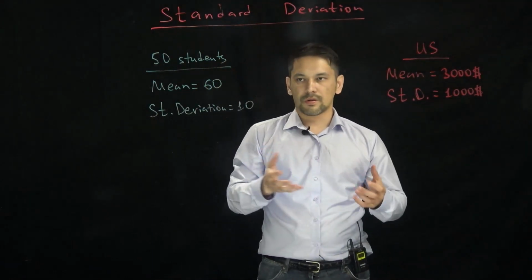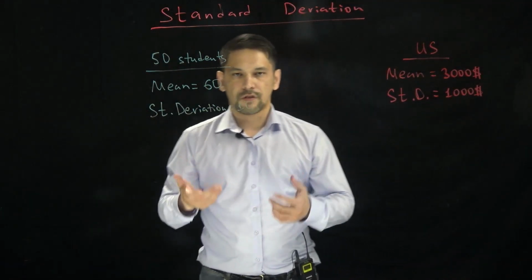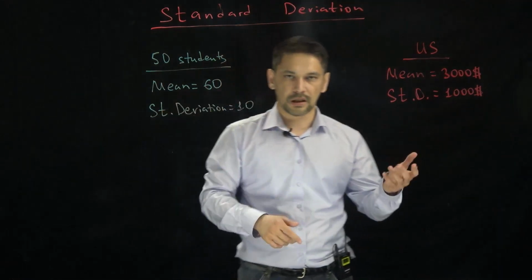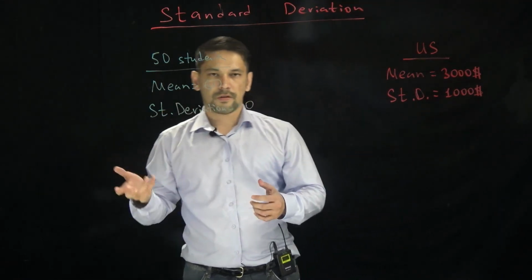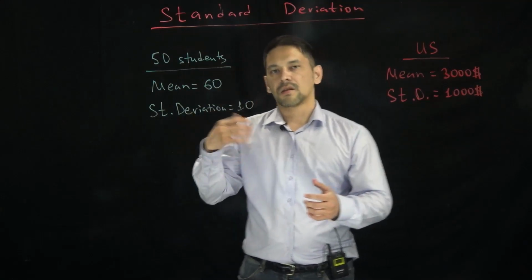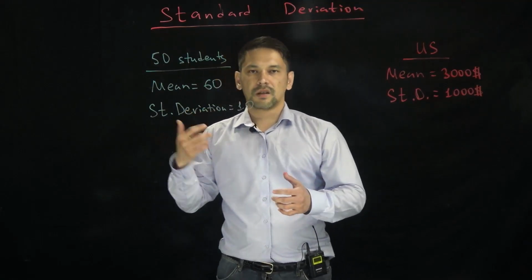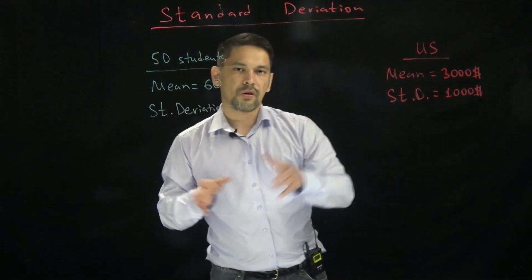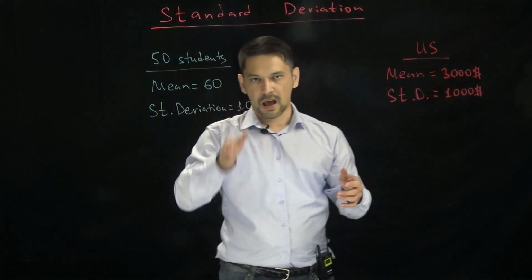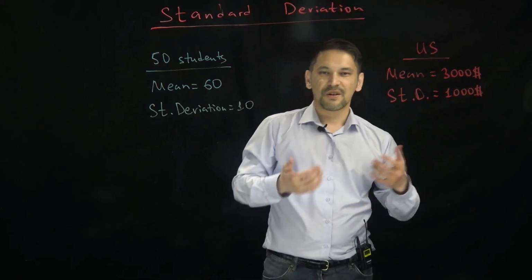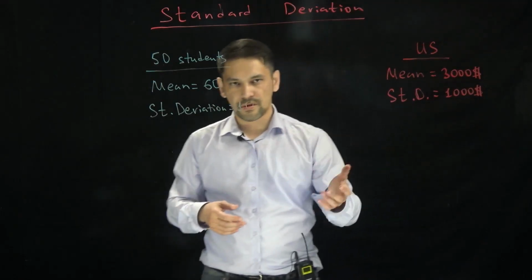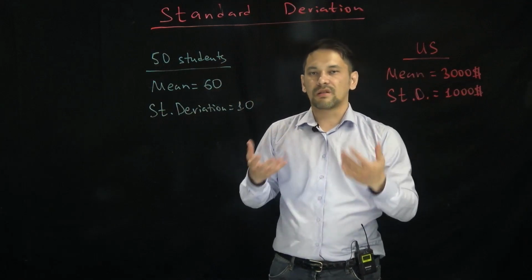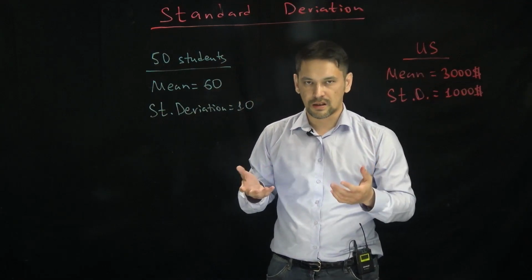Or you can think of it this way. If I scored, let's say, 75, then it means that my score differs from the average score by 15. If someone scored 50, then it means that his score differs from the average score by 10. Now, how do the scores of all the students differ from the average score on average? Well, on average, the scores of all the students differ from the average by 10. This is how you can interpret the standard deviation in this context.